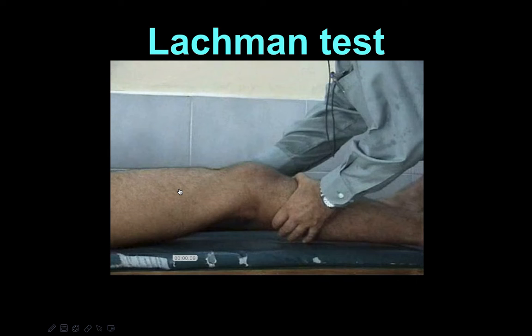Another important test to check anterior cruciate ligament injury is the Lachman test. The significance of this test is that it can be done in an acute injury setting also. For the drawer test, the knee has to be painless, while for the Lachman test, this is not a prerequisite. We ask the patient to lie supine with 15 to 20 degrees of flexion at the knee joint.